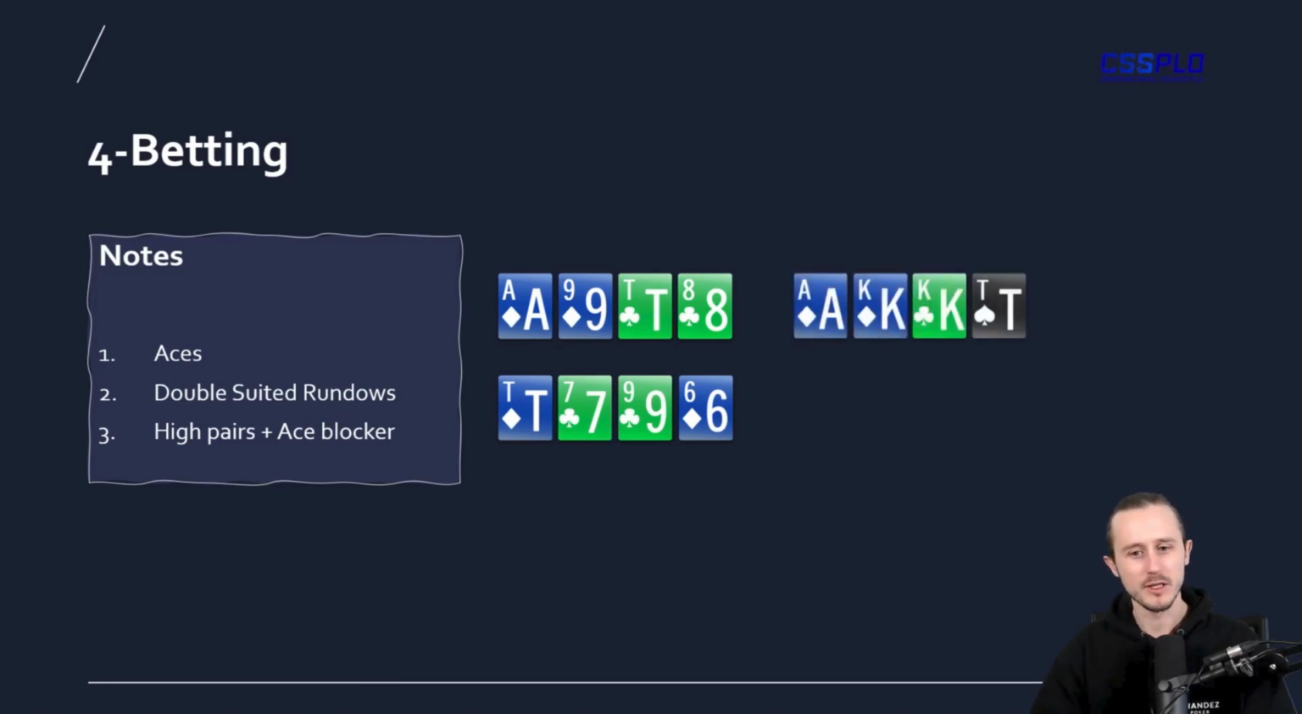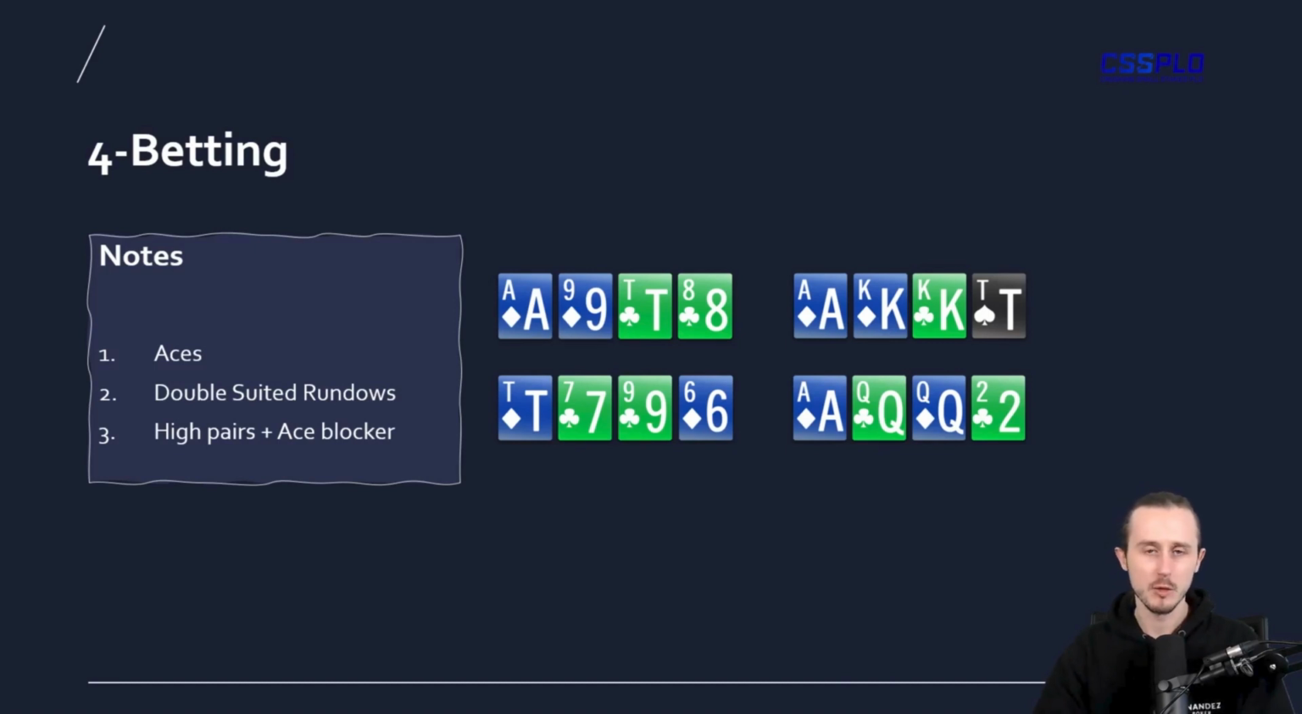Finally, high pairs with an ace blocker, hands like ace king king 10, single suited, and ace queen queen deuce double suited are great additions to our 4-betting range. These hands perform very well against a squeezing range that is GTO recommended. However, if our opponent is not squeezing as wide as he should from a GTO model, but he's squeezing somewhat tighter and is more heavily leaning towards aces, these hands shouldn't be used as a 4-bet here.